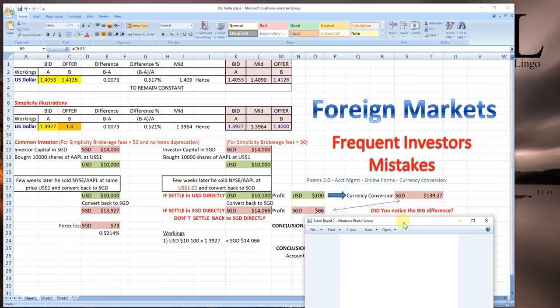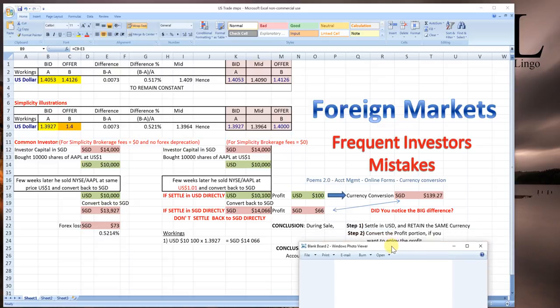I know a lot of investors will be very happy to make $100 profit, or a lot of USD profit, and would like to immediately convert it back to Sing. I strongly do not recommend you do that. It's an obvious mistake. You can see that there's a big difference here. So what we can conclude here is that if you want to enjoy the profit, settle in USD or retain it in the same currency that is traded, because I know a lot of investors like to trade again. If you want to take the profit, convert the profit portion later on, so that you can enjoy the profit. Do not convert the entire contract back to Sing dollars.